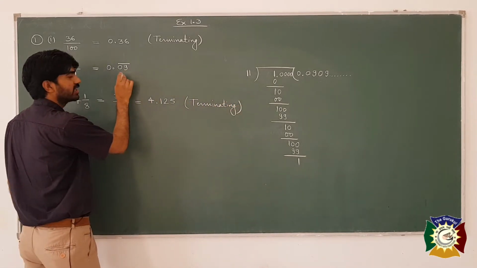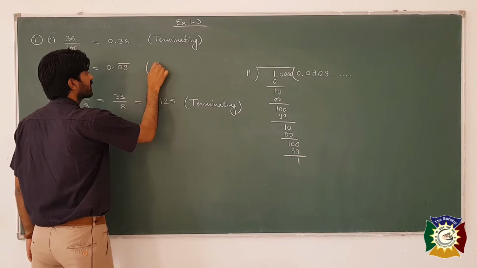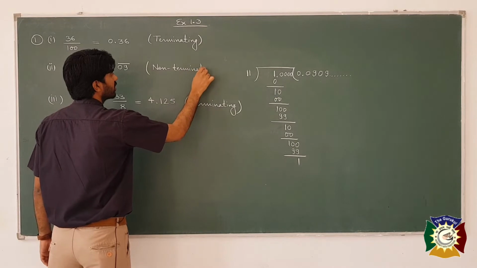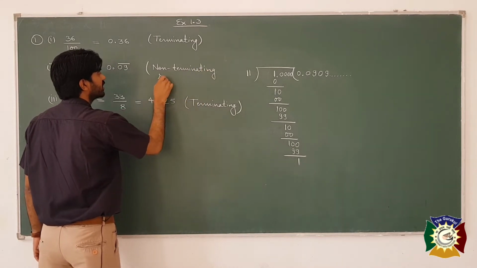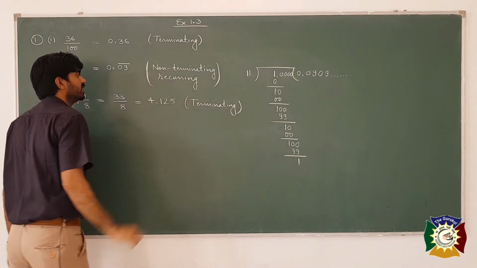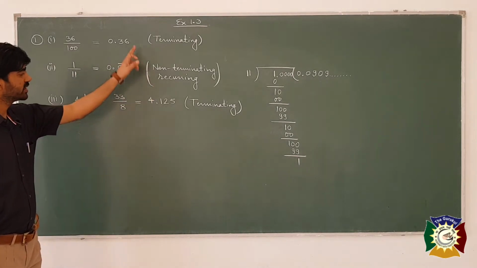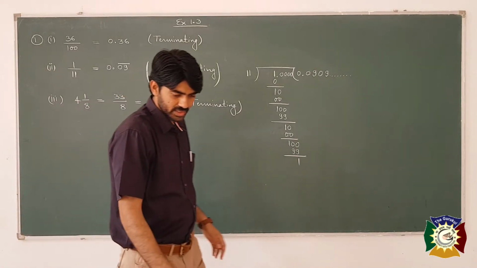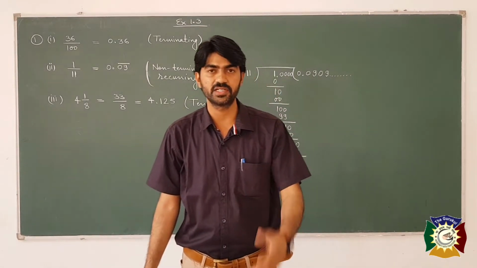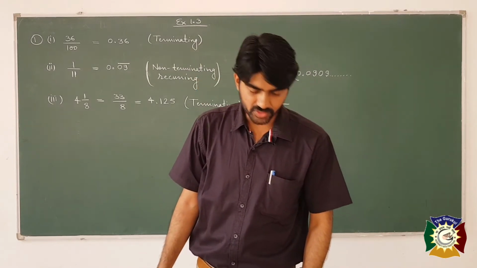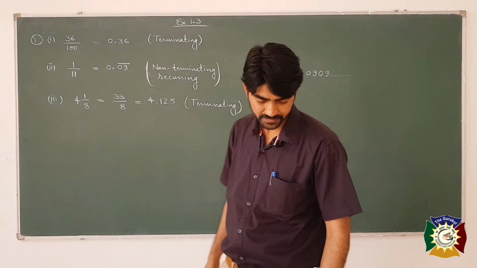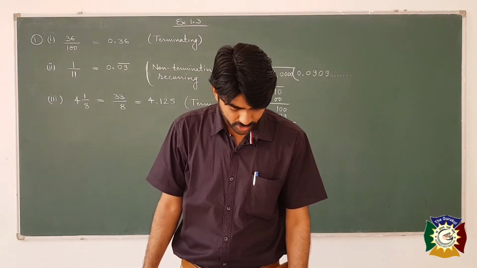And what type of decimal expansion is this? This is non-terminating recurring. Recurring means repeating. So it is non-terminating recurring. This is terminating. Again this one is terminating. So I think all the parts are to be done in this way only. Rest of the parts you can do in your practice notebook on your own. You just have to decide whether it is terminating or non-terminating recurring. That's it. Now we'll go with question number 2.